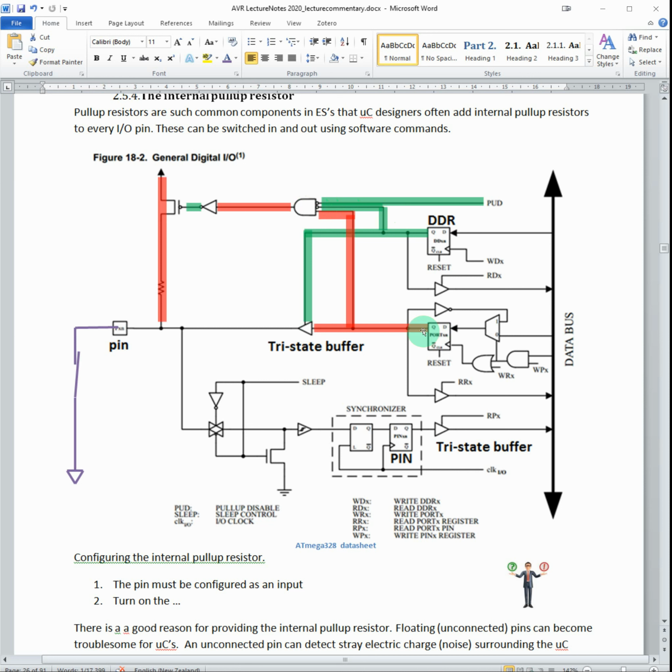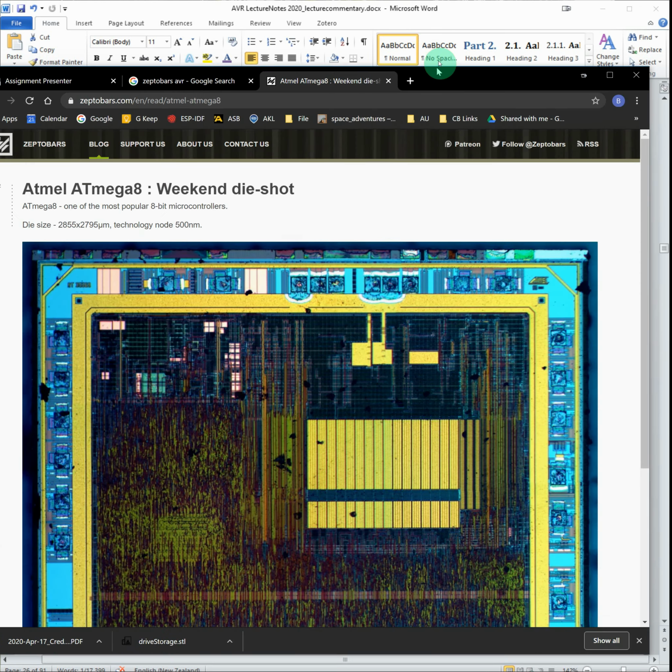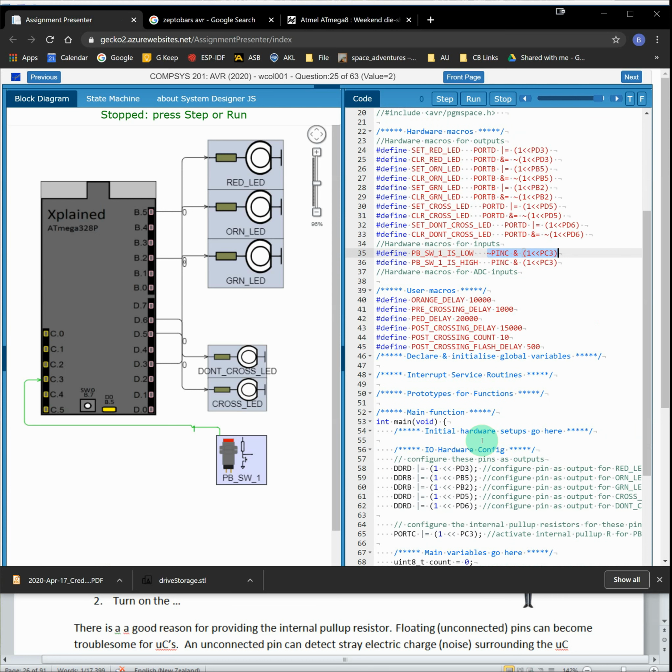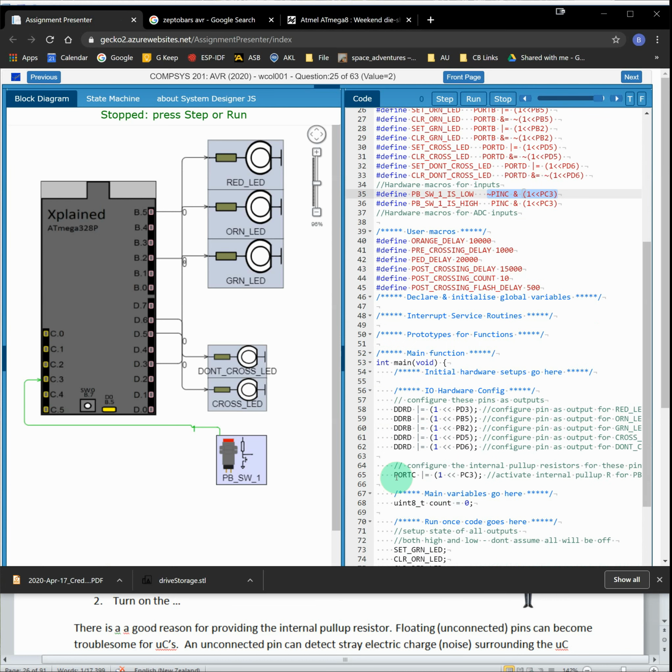We have to actually drive the port register to 1 to turn on the internal pull-up resistor. And I'll just show you that in the code. Where's my... let's just find that. I've disappeared it. Let's bring this back and have a look at this. You will find that this line here activates the internal pull-up resistor.